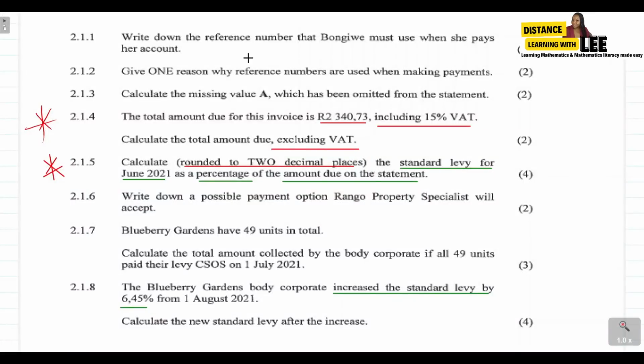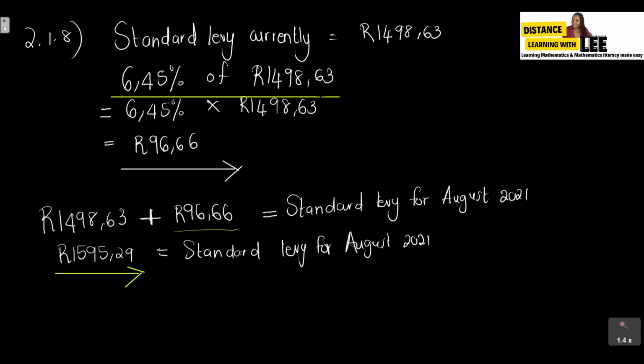And then lastly here, question 2.1.8, if you want to find out what the percentage increase is of something, what was that something, right? To increase from the standard levy by 6.45%, right? And then we found out what 6.45% of the 1498.63 is. And then you find that that is 96.66, and then we added that 96.66 to the original standard levy amount to get what the increase is going to be.